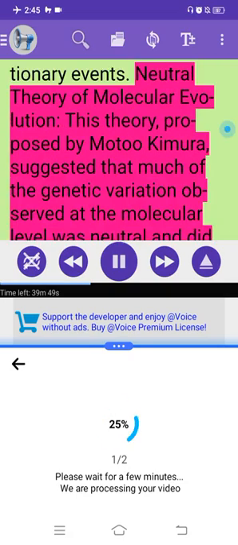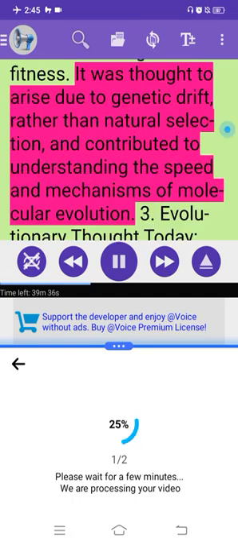Neutral theory of molecular evolution. This theory, proposed by Motoo Kimura, suggested that much of the genetic variation observed at the molecular level was neutral and did not affect an organism's fitness. It was thought to arise due to genetic drift, rather than natural selection, and contributed to understanding the speed and mechanisms of molecular evolution.